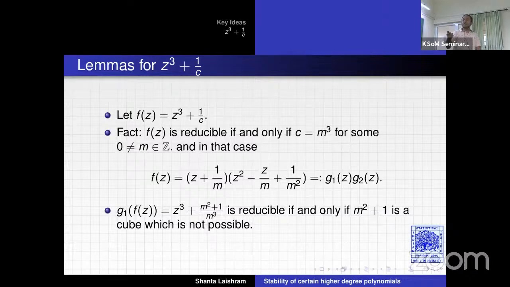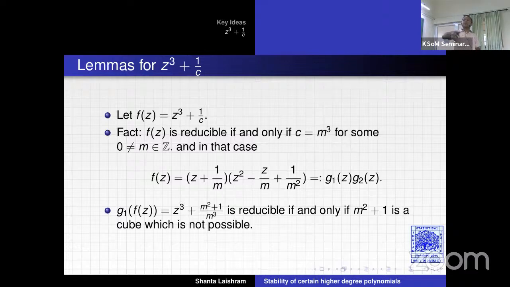So maybe first I will talk about d equal to 3, then I'm going to tell you how the explicit abc is used there. Let's look at g^3 plus 1 over c. When is it reducible? There are actually two factors when the absolute value of c is at most 10^12. So how do we do it?